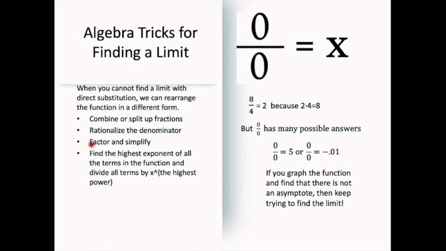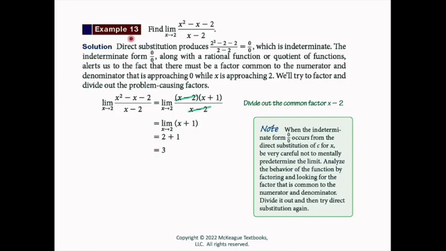You could factor and simplify, and usually you want to use that when you have a rational function where you can factor a polynomial on the top or on the bottom and then cancel some factor and then simplify. And another one is, and this might be confusing at first, but when we walk through an example, it will make more sense. You can find the highest exponent of all the terms in the function, and then divide all the terms in that function by x raised to the power of whatever that highest exponent is.